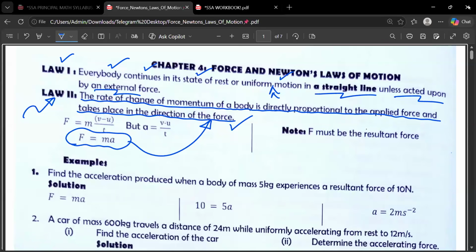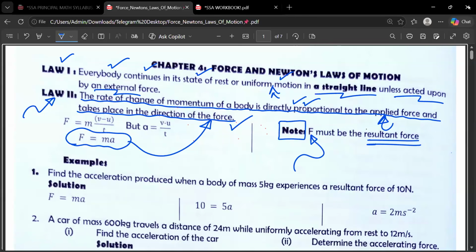Now we go back to the law. The law is saying that the rate of change of momentum of a body is directly proportional to the applied force, and it takes place in the direction of the force. So all we want to know is that directly proportional to what? To the applied force. Are we together? Okay. Now, there is something you're supposed to note, that the F we are using in this question should always be the resultant force.